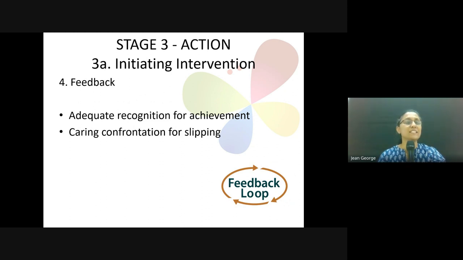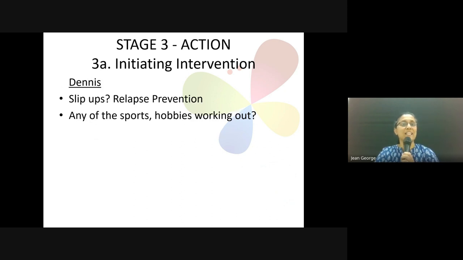And you confront carefully, caring confrontation, if they slip or if they relapse. So you don't do that first. You go back next and say, okay, tell me what happened, Francis. Okay, focus. So the caring confrontation is you confront what happened, how did it happen, what were your triggers which made you slip. So feedback is extremely important. So you're looking at what are his slip-ups, or if there's any sport or hobbies that are working for him to help him stay clean.